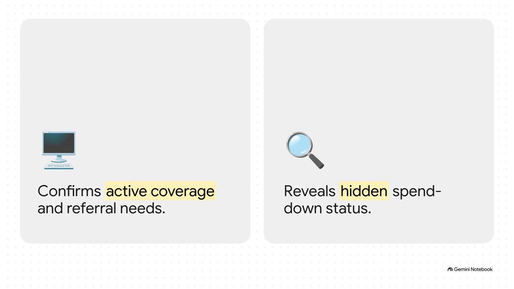And you're going to face some unique verification hurdles with Medicaid, too. On the front end, your verification is often limited to simply confirming if the patient has active coverage and if they need a referral. But here's the kicker. A patient's spend-down status is usually completely hidden from the front desk. You literally won't know there's a spend-down requirement until the back-end review, well after the claim has been formally submitted and adjudicated. It's a hidden trap you need to watch out for.